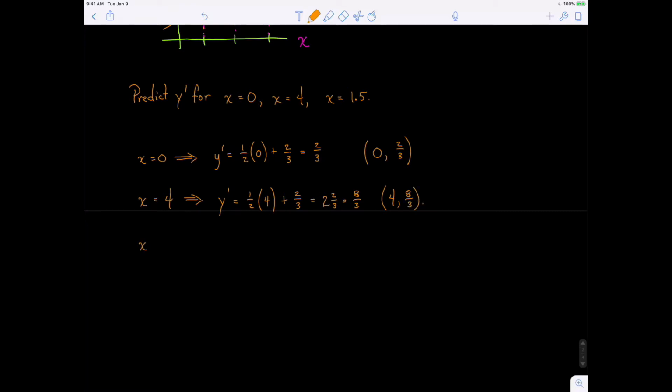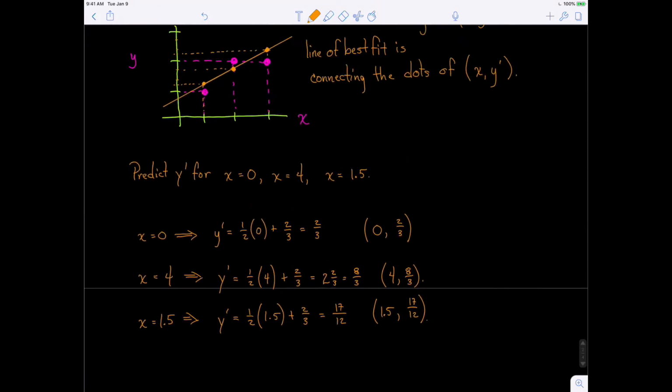And our final one is when x is 1.5. All right. Well, this says that we have y prime equals 1/2 times 1.5 plus 2/3. So when you add those together, we actually get a value that's not immediately obvious. It's 17/12. So I get 1.5 comma 17/12.